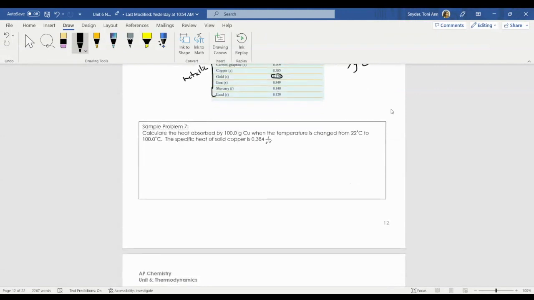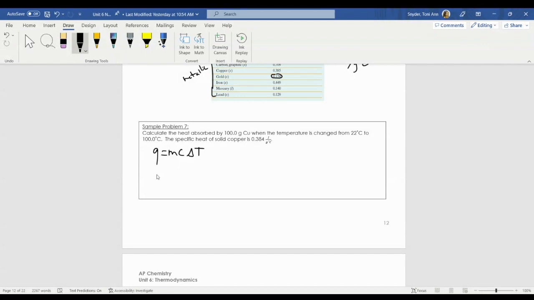Let's do an example here. Calculate the heat absorbed by 100 grams of copper when the temperature is changed from 22 to 100. The specific heat of solid copper is 0.384 joules per gram degree Celsius. We're just going to use a good Q equals mc delta T. This is the big equation you should know for this unit.